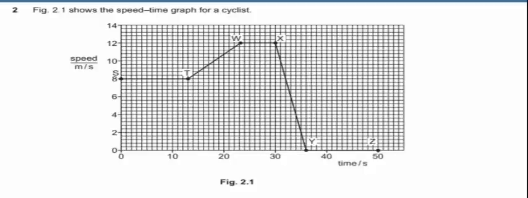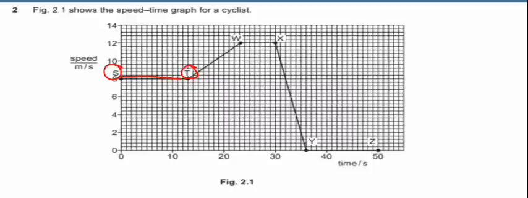The next question is coming from travel graph, and it is saying figure 2.1 shows a speed time graph for a cyclist. We have the points starting from point S up to point Z. Let me try to interpret what is happening starting from point S up to point Z. From point S up to point T, we can say the cyclist was moving with constant speed. Whenever you have a straight line like this, where the speed is not changing but the time is changing, that indicates constant speed.